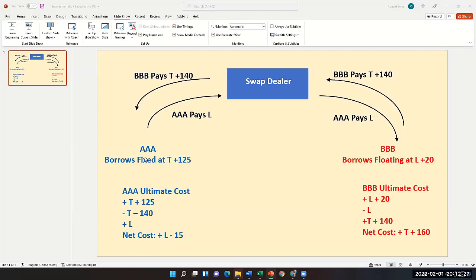All right. Now, if AAA wants to borrow fixed, then they're done. They just borrow fixed, right? They borrow fixed at T plus 125. They don't need to do a swap. The swap wouldn't work in their case. So if the high quality firm wants to borrow long term, then they might as well just borrow long term. They already have an advantage in that market.